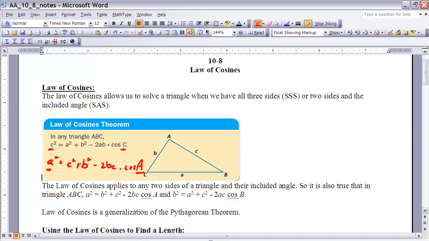Now I mentioned that we can use this in side-side-side situations and side-angle-side situations, and we can really solve for either an angle if we know all three sides, or we can solve for a side if we know two sides and an angle. And we'll look at an example of each of those here in just a little bit.